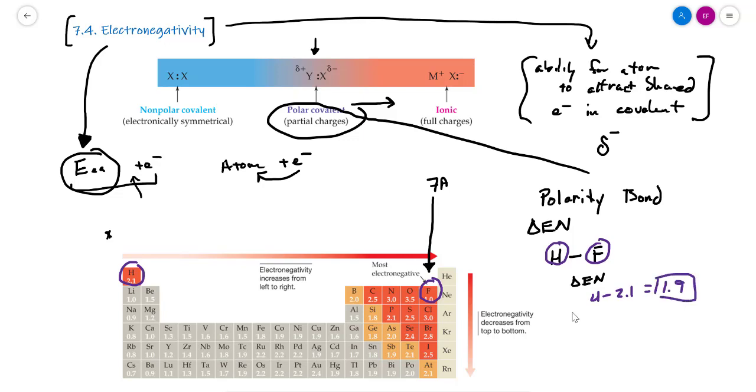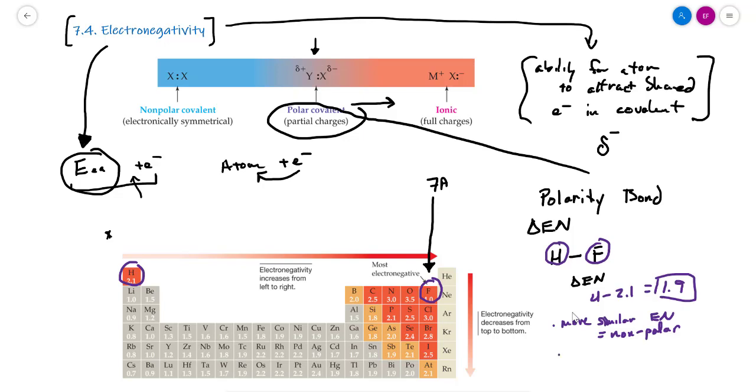The general rules of thumb for electronegativity, they're not really rules, are that more similar electronegativities between atoms create a nonpolar bond, which makes sense, right? If two atoms bond together and have really similar electronegativities, then there's really no difference in how those electrons are being pulled toward one atom or the other.